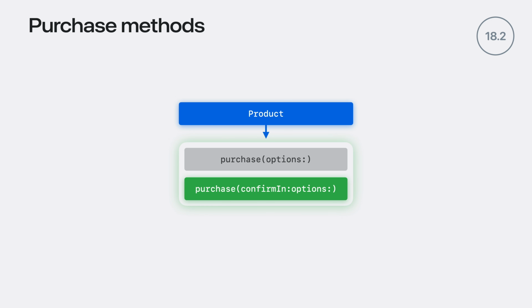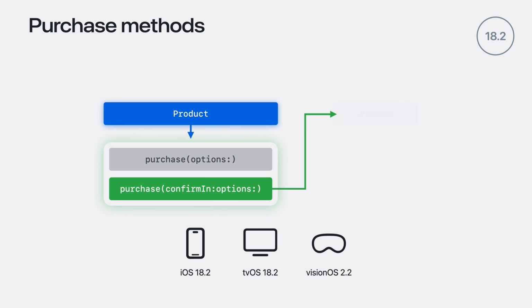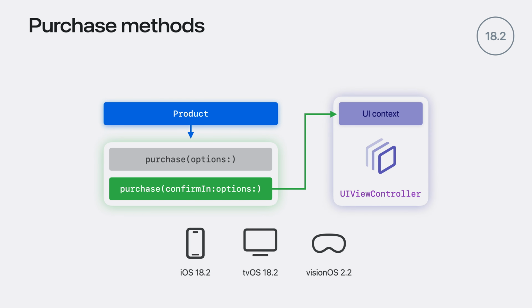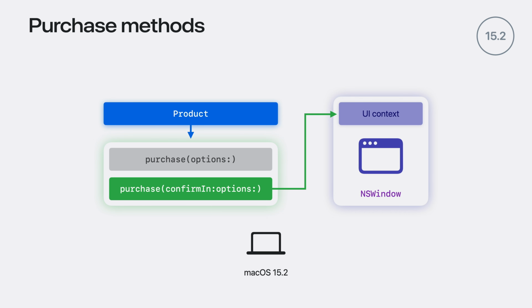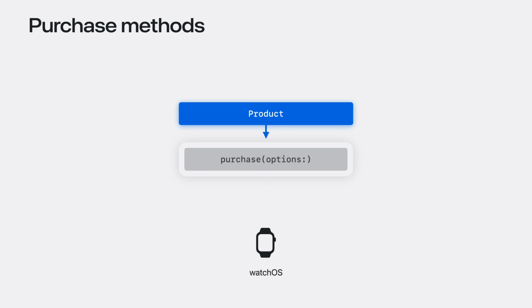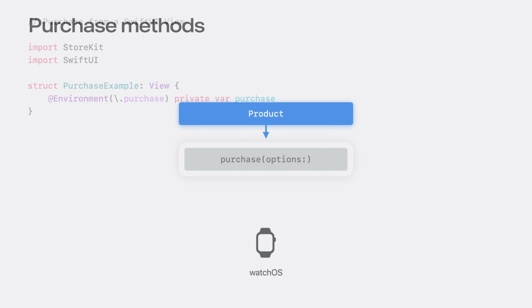The UI context you provide differs by platform. On iOS, Mac Catalyst, tvOS, and visionOS, the UI context is a UI view controller. On macOS, it's an NS window. If you're developing for watchOS, you don't provide UI context.